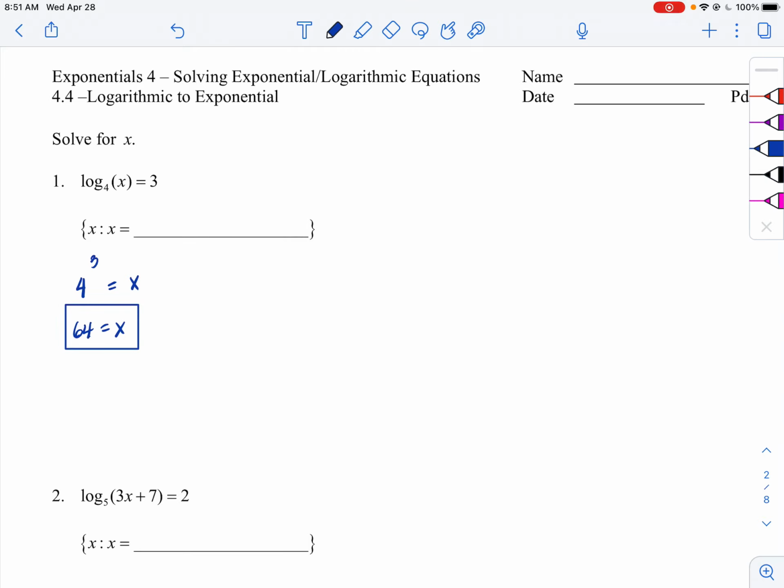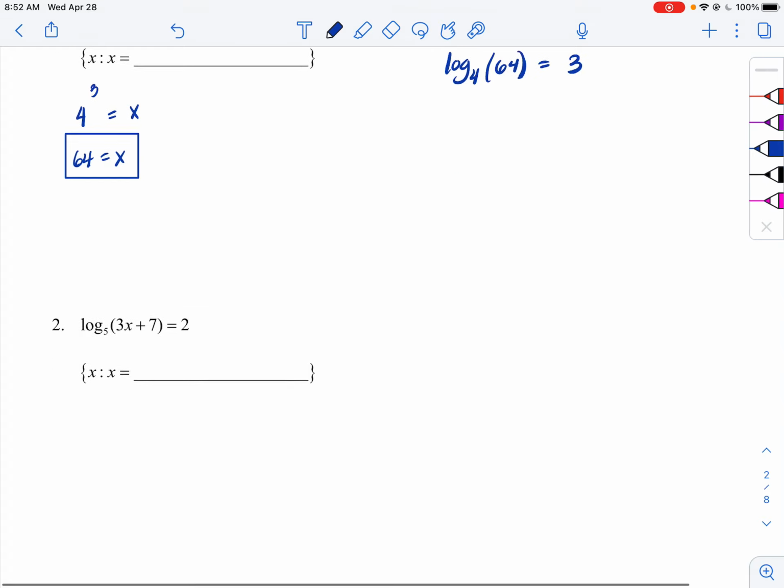And again, because we have a log in here, although it's not mentioned, we have to make sure we check our solution. If I plug in 64, it's not going to be a negative, so we're good to go. Or you can just say checked. And obviously, in log base 4, it's not a negative number inside our argument. So we're good to go.